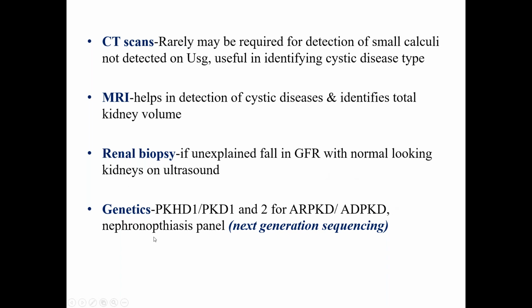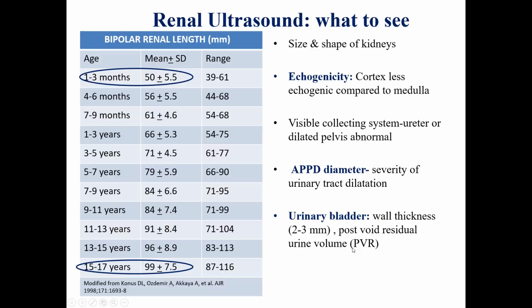Now, genetics too have a role in identifying some of the congenital renal diseases like your polycystic kidney disease, the ARPKD, the ADPKD, and then you have the nephronophthisis genetic panel, and these can all be ordered using next generation sequencing, which hardly takes 2 to 3 days for the identification of the gene defect.